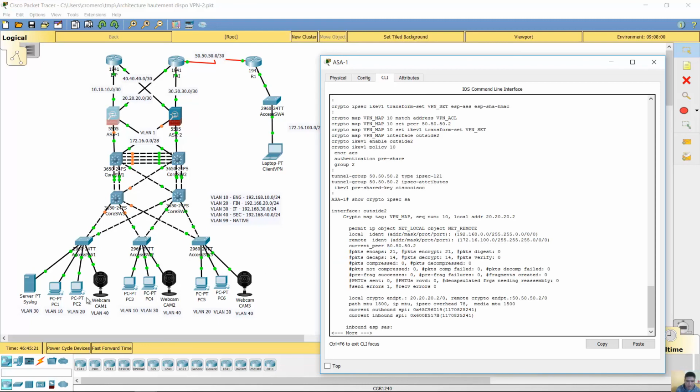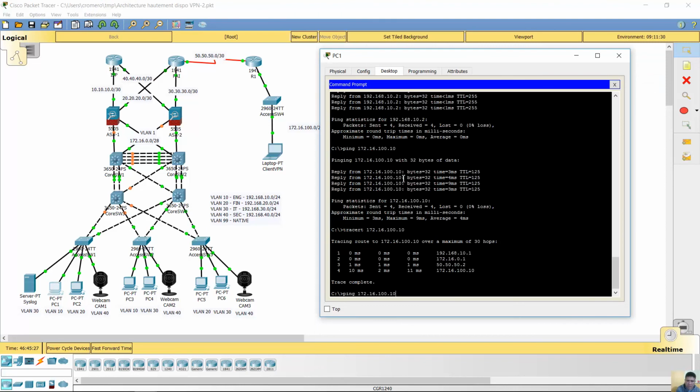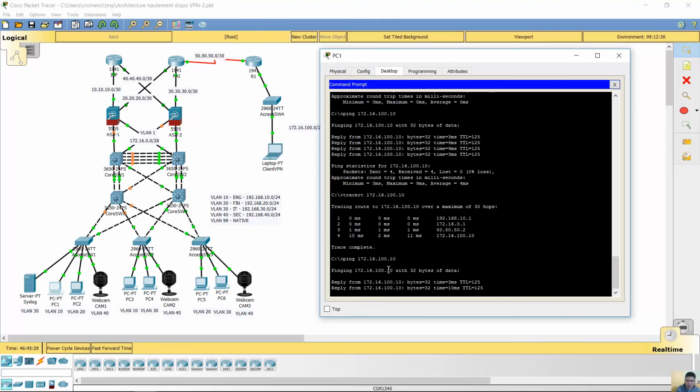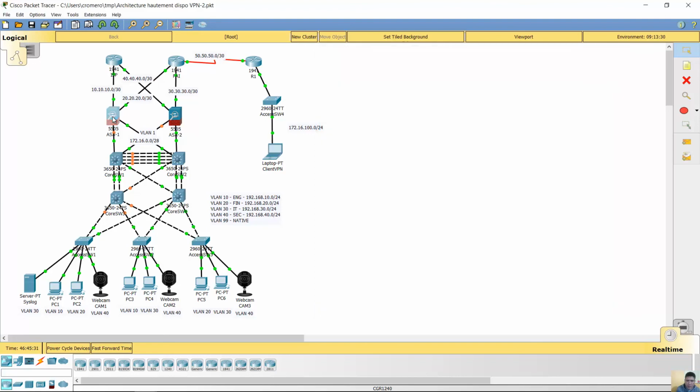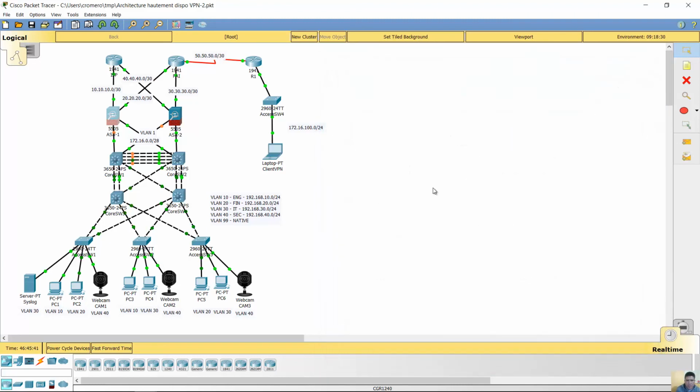Okay, 21 and 14. I will try another ping to the VPN client. It's working very well, and repeat the command, and now you have 25 and 18. Okay, that is, the VPN is working very well, and that's it.